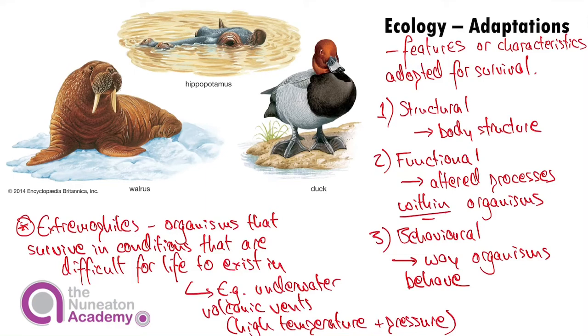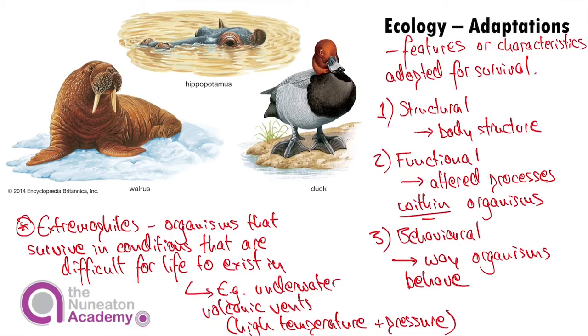The other element of adaptations you need to know about are extremophiles. Now, these are simply organisms that survive in conditions that are really difficult for life to exist in. So one of the common examples you might be asked about is the survival of bacteria in underwater volcanic vents. So these are cracks in the Earth's crust underwater that obviously release really hot gases, and there are living bacteria and organisms in and around these vents, and that's obviously a really difficult condition for them to survive in, because it's really high temperature, high pressure, can be really acidic and things like that.